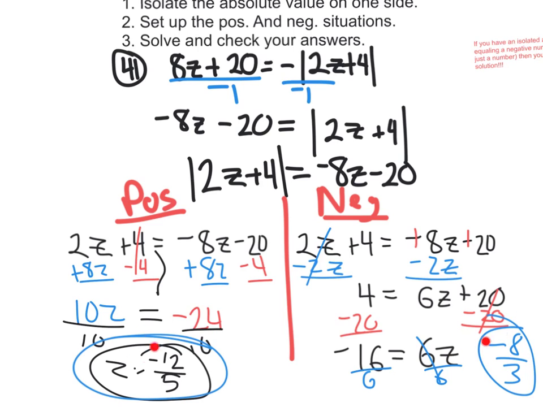Sometimes both of these will work. Sometimes only one of them works. Sometimes none of them work, and you would say no solution. In this case, only one works. The negative 12 over 5 does not work. Only the negative 8 over 3. I don't have time to explain that, but hopefully you guys try it and understand it.